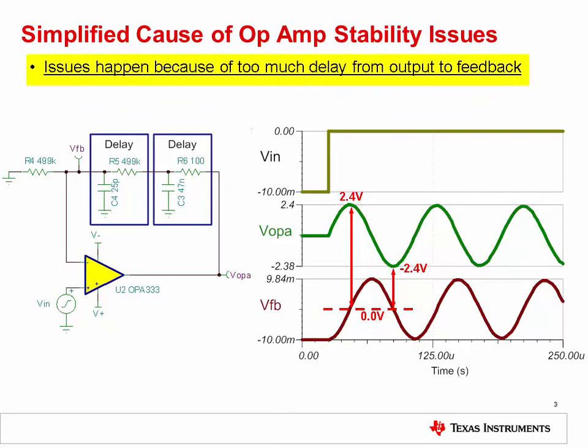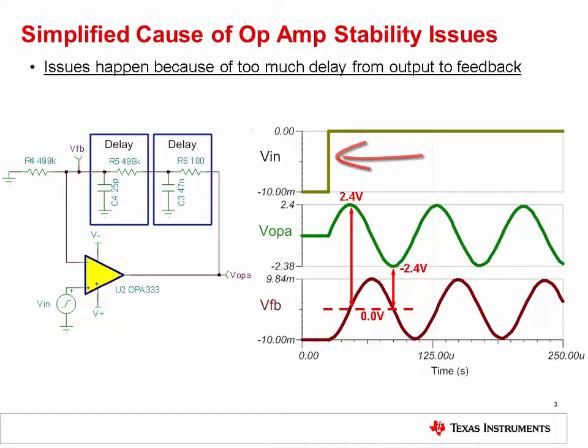Too much delay between the amplifier output and the inverting feedback node is a straightforward way to visualize the root cause of op-amp stability issues. The effects of feedback delay are displayed in this example by observing the voltages at the amplifier output, VOPA, and the amplifier inverting input, VFB, when a step is applied to the input, VN.